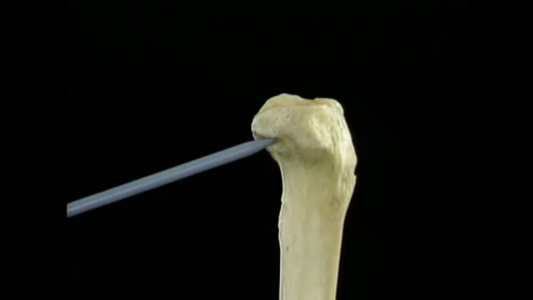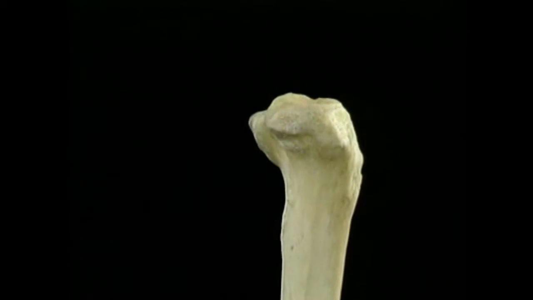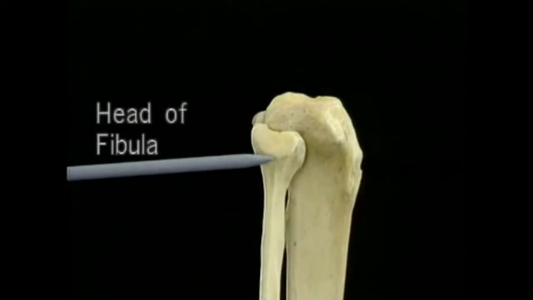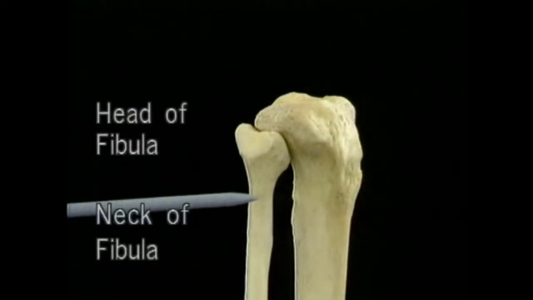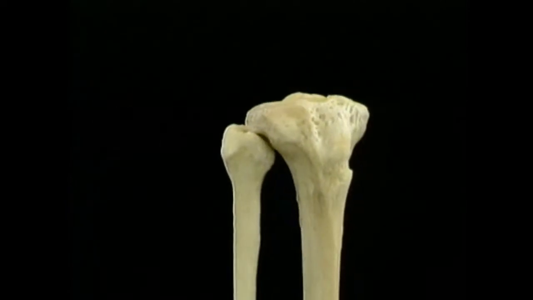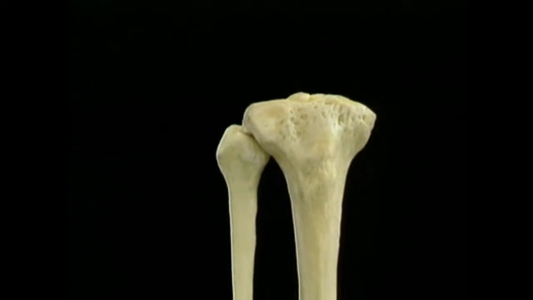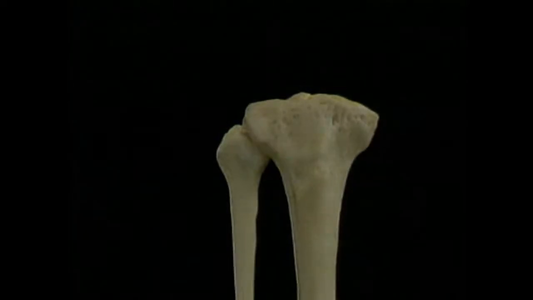The small facet under here is for the fibula, which we'll add. This is the head of the fibula. This is the neck. The head of the fibula is the point of attachment of a major ligament of the knee joint, as we'll see.